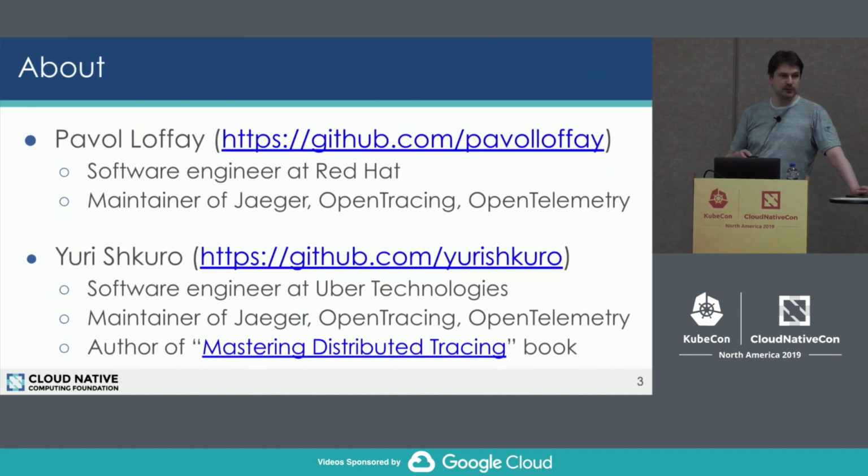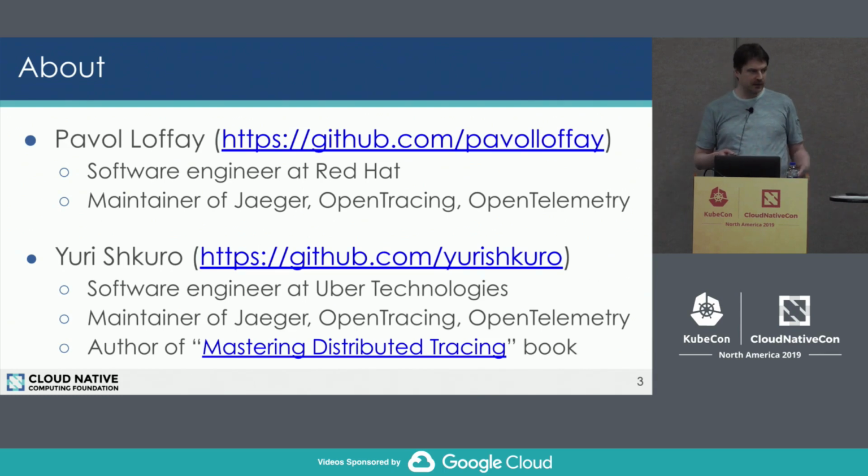So again, to introduce ourselves, I'm Yuri Shkuro. I work at Uber on observability systems, mostly on tracing. And I maintain Jaeger and OpenTracing and OpenTelemetry. And I published a book on tracing, so if you want to check it out, it has a lot of things that we'll talk about today, but also tracing in general. And Pavol will take from here.